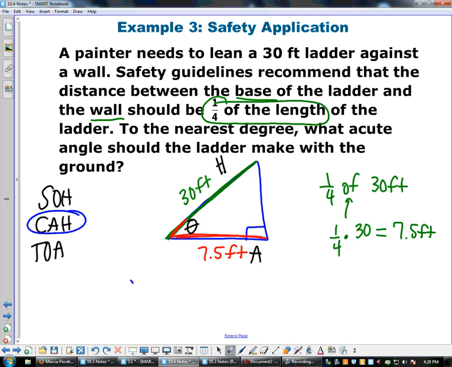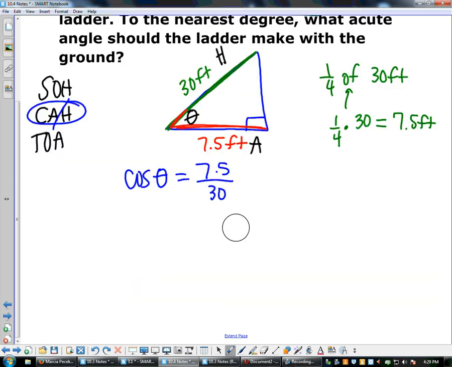So we're going to say, okay, well, the cosine of my angle, which I don't know, so I'll just put theta there, is equal to what? Well, A over H, so 7.5 divided by 30. Now, previously we just said, okay, that's good enough, just kind of leave it set up like that.